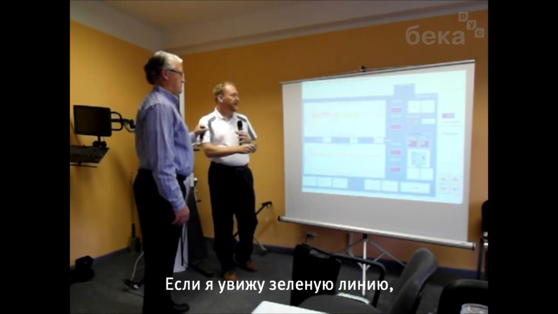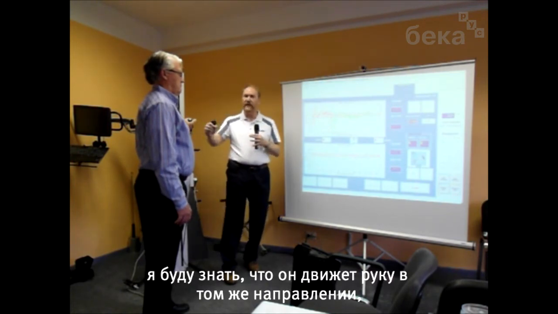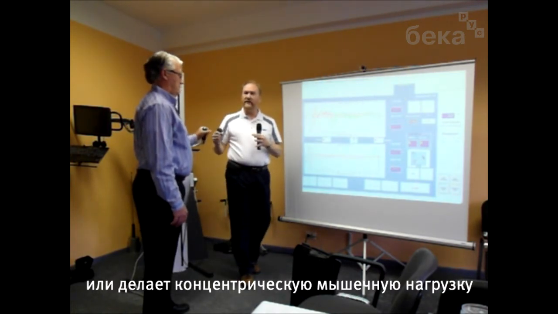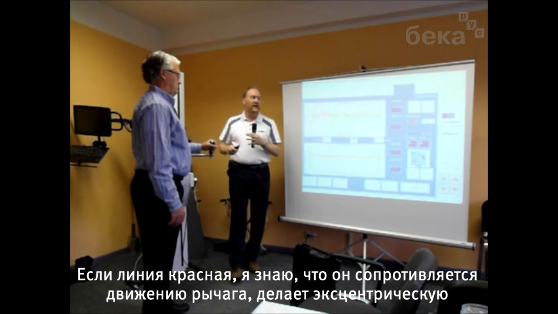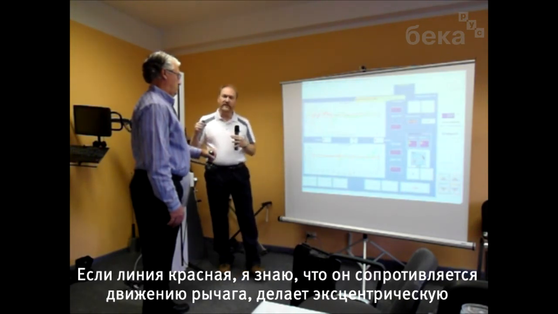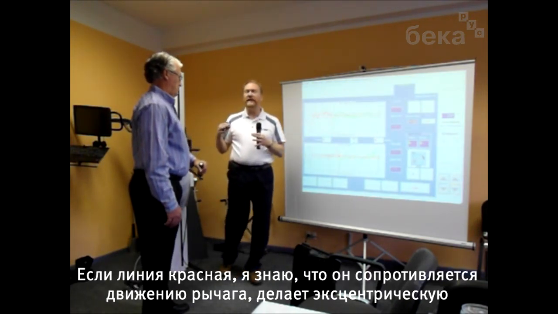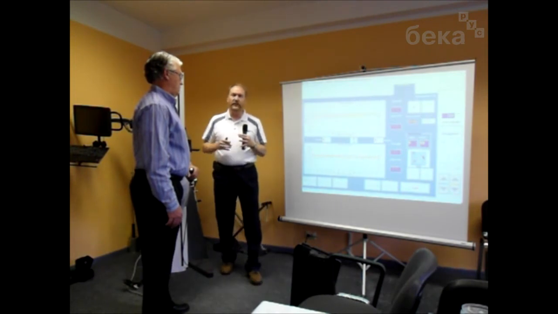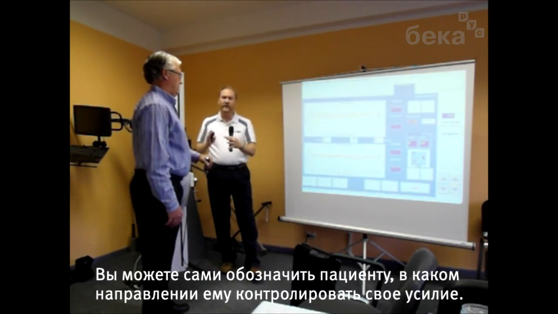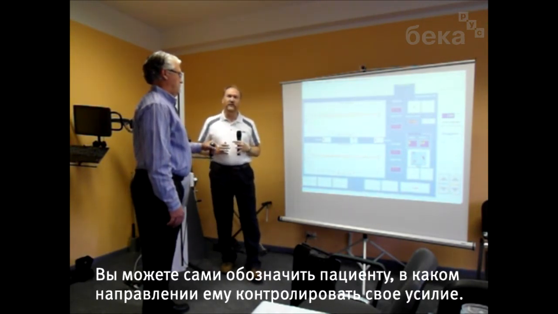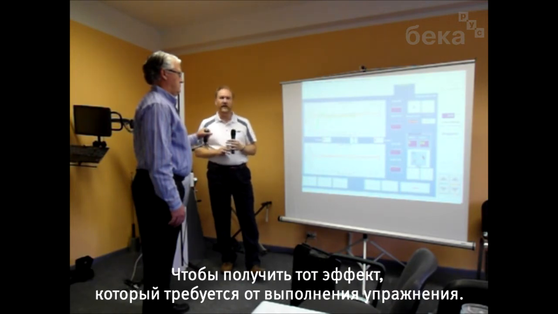So if I see the green line, I know he's pushing in the same direction of the motion, or doing concentric muscle loading. If the line is red, then I know he's resisting the motion of the tool, doing an eccentric muscle load. So you can prescribe to the person which direction you want them to control their force to get the benefit that you need out of the exercise.